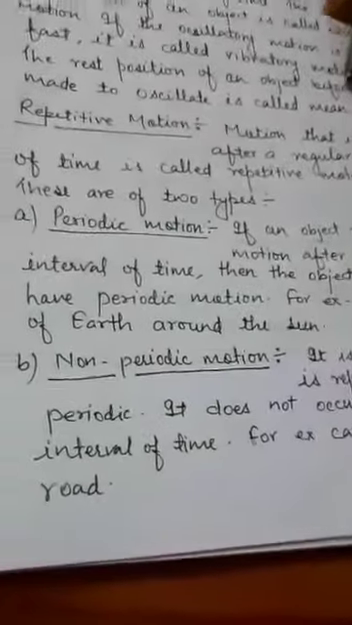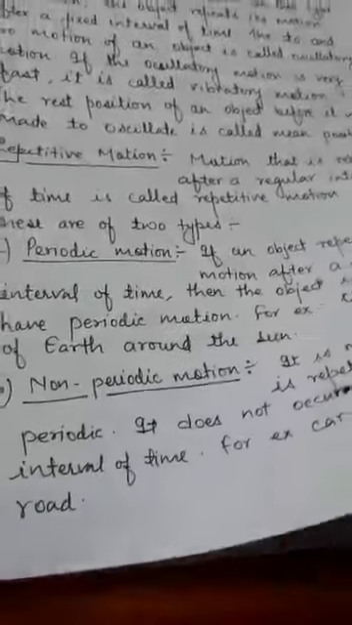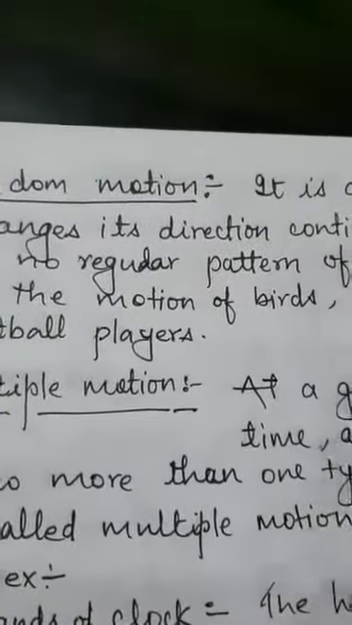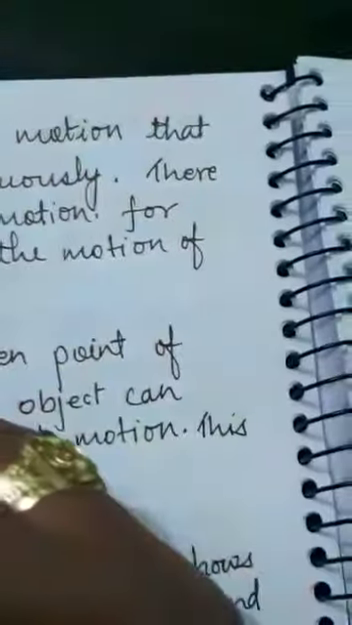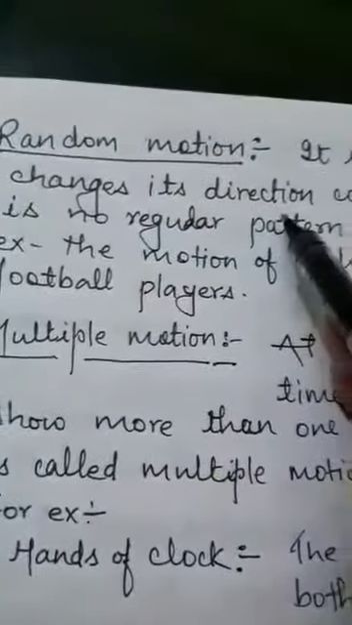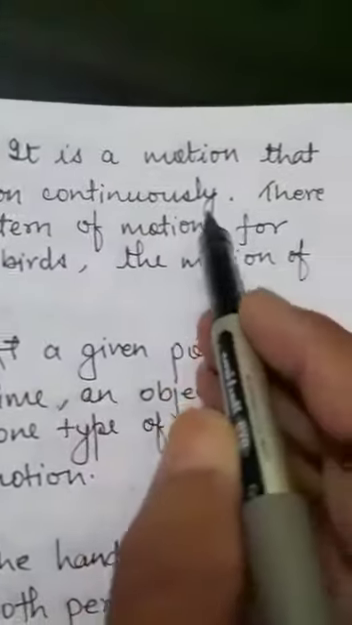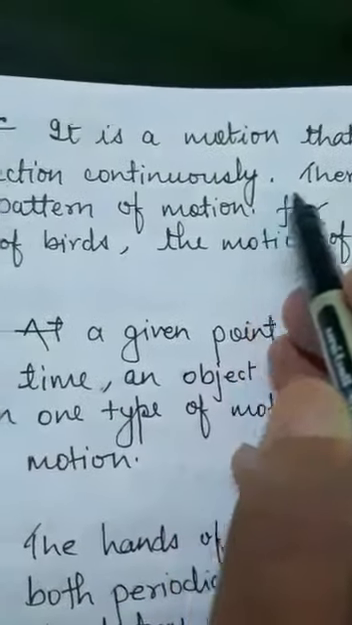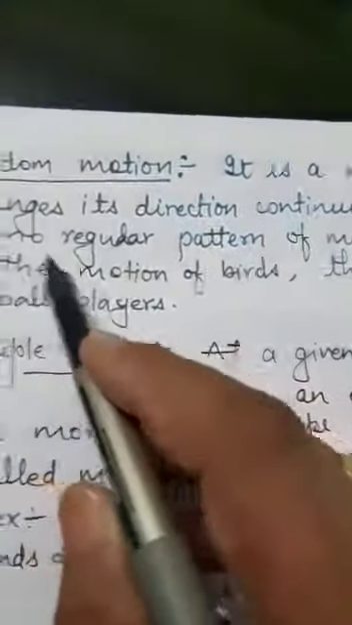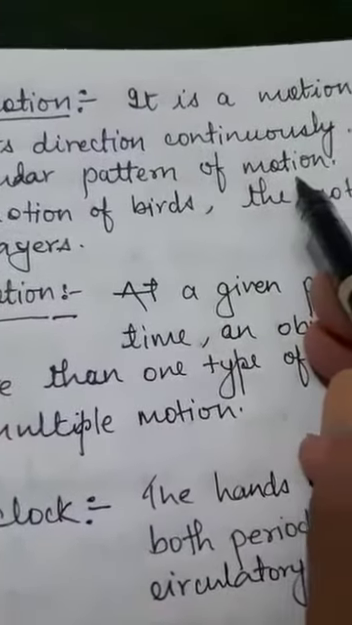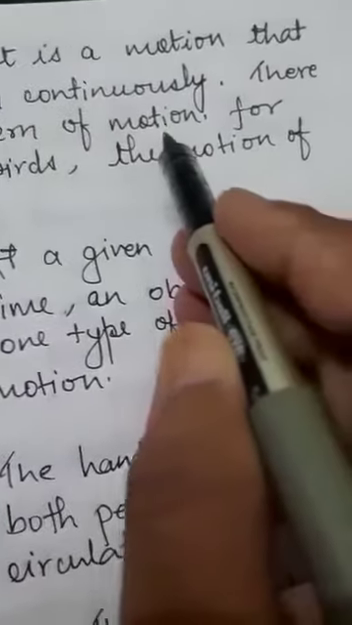Our next motion is random motion. It is a motion that changes its direction continuously. There is no regular pattern of motion.